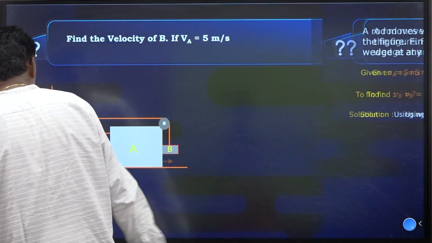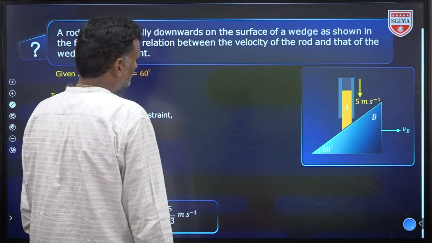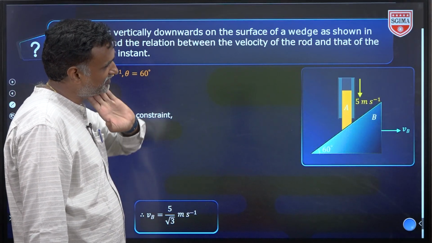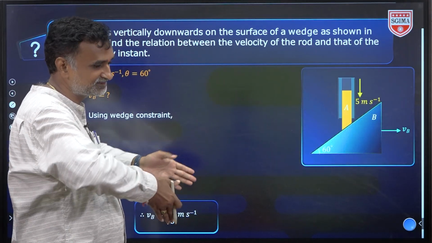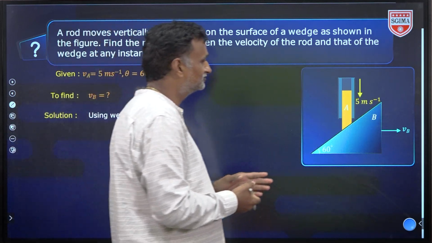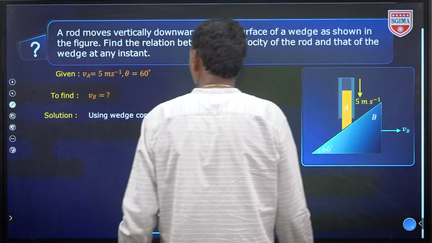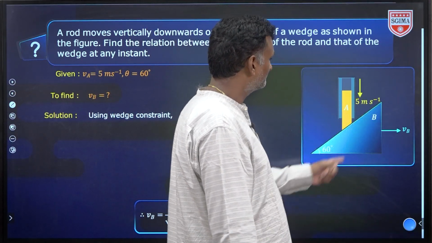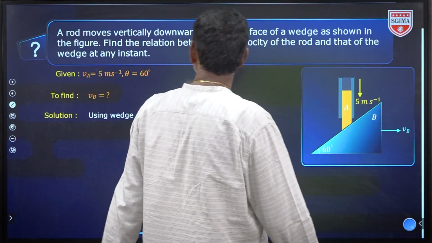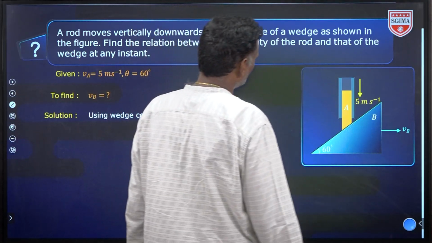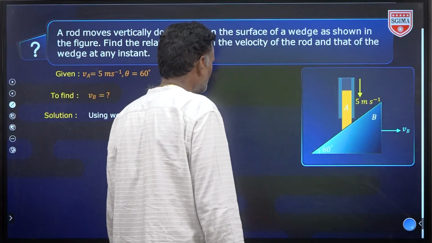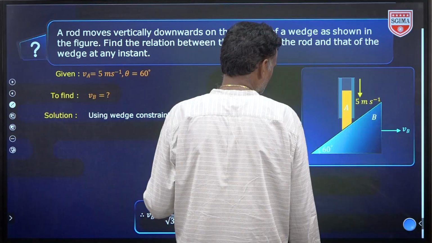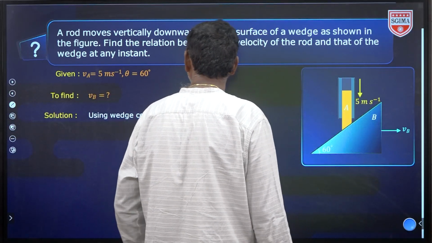Next, here a wedge, okay, when actually one block A is there, it is confined to move in the same direction, meaning constrained to move in this direction. What is given in the question? A rod moves vertically downwards on the surface of wedge A or wedge B, as shown in the figure. Find the relation between the velocity of the rod and that of the wedge at any instant, they have given. Okay? Given VA equal to 5 meter per second and theta is 60 degrees given. So we need to find VB.